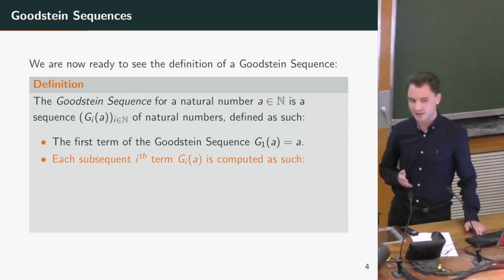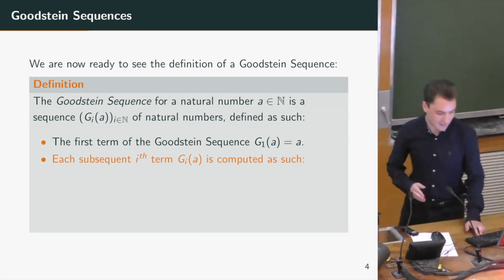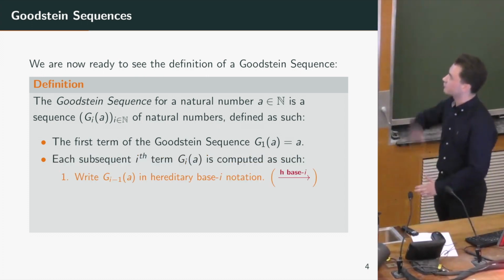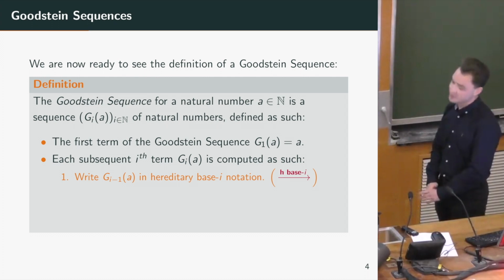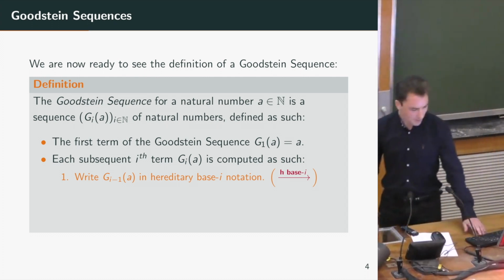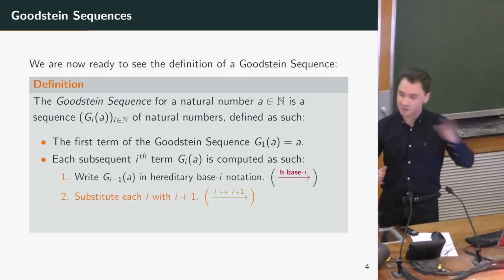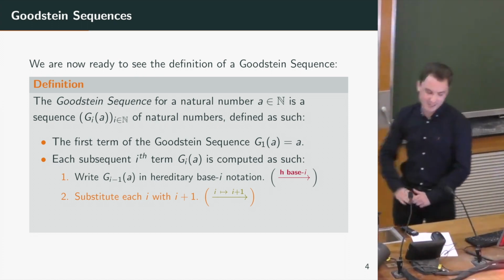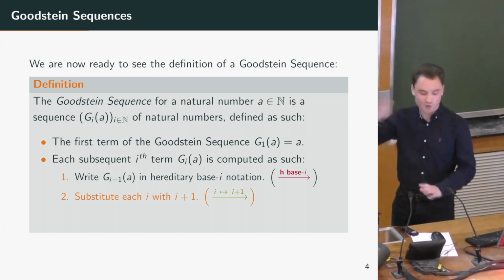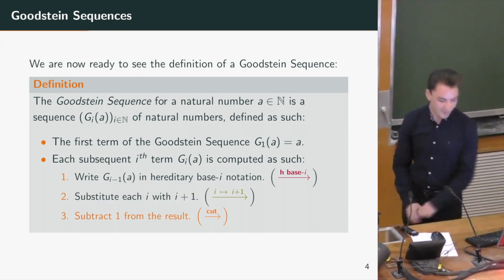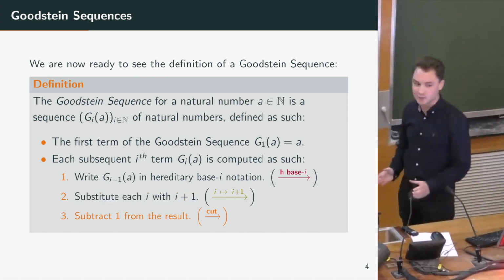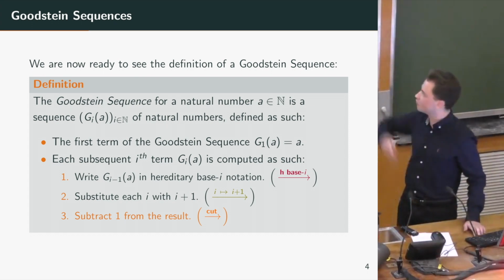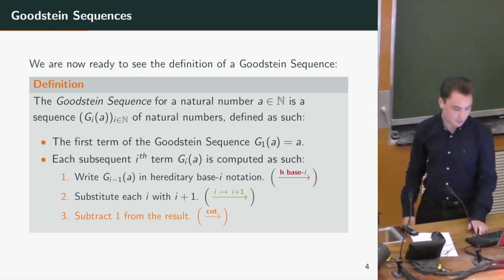If we wanted to calculate the second term of the sequence for a, for example, the first thing we would do is write the first term, so write a in hereditary base 2 notation, because we're looking at the second term. Once we've done that, we're going to swap out all the 2's for 3's. So just straight up, if you see a 2, swap it to a 3. And then the final step is to subtract 1 from that and then convert it back into a natural number, and that will be your second term, or just generally your ith term of that sequence.